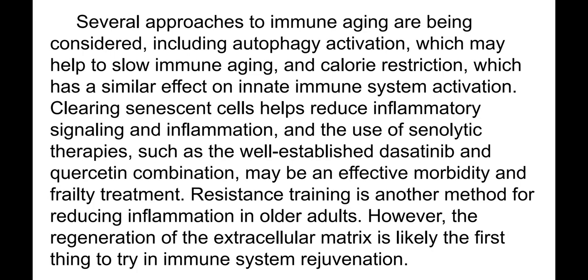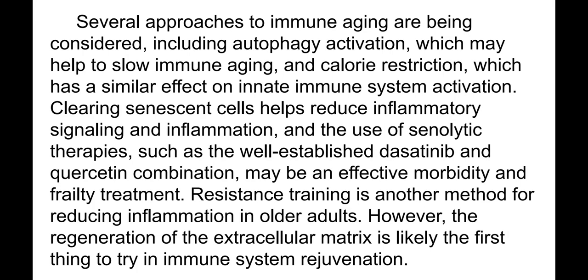Several approaches to immune aging are being considered, including autophagy activation, which may help to slow immune system aging, and calorie restriction, which has a similar effect on innate immune system activation. Clearing senescent cells with senolytics helps to reduce inflammatory signaling, so the use of senolytic therapies, such as the well-established dasatinib and quercetin combination, I didn't use it, but there are other, probably safer options, like quercetin, may be an effective morbidity and frailty treatment.